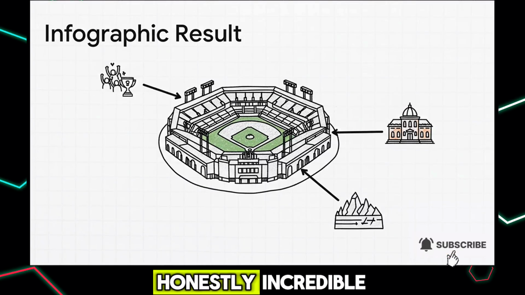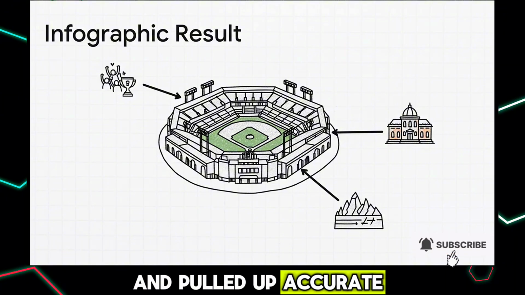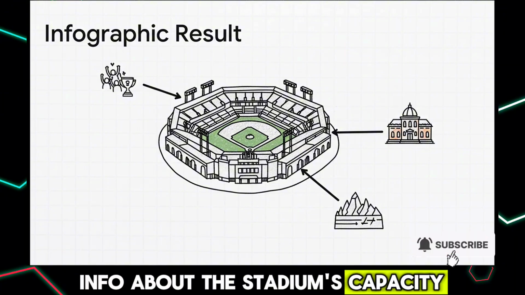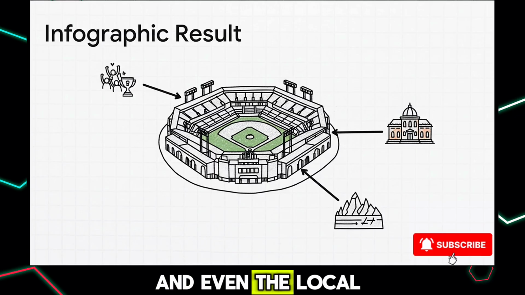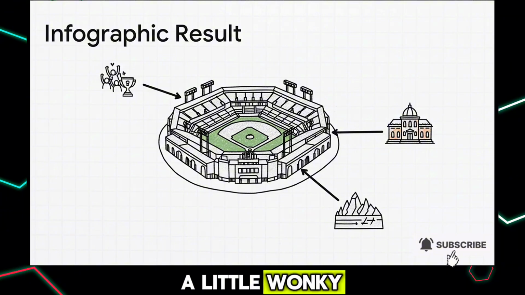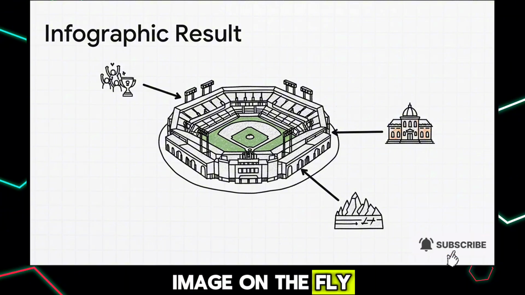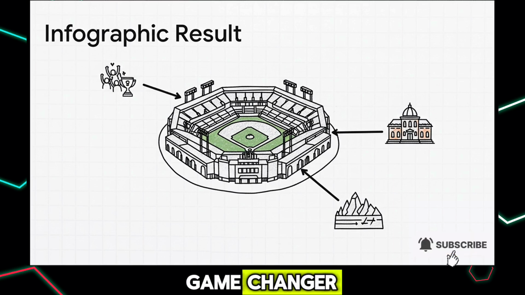And the result is honestly incredible. The AI knew exactly where it was and pulled up accurate info about the stadium's capacity, the history of the whole neighborhood, and even the local geology, like the Rose Canyon Fault Zone. Now, it's not 100% perfect. You can see some of the arrows are a little wonky, but the ability to research and annotate an image on the fly, that is a total game changer.